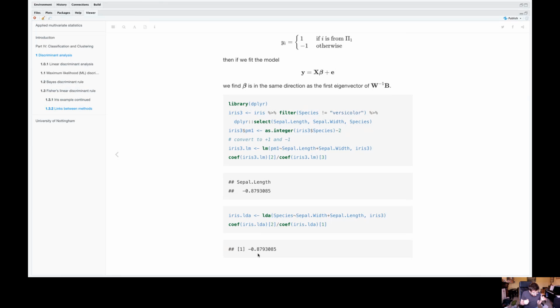So there's all kinds of links between these methods, between the different flavors of discriminant analysis, CCA, linear regression, and so on. Okay, so they're all closely related.